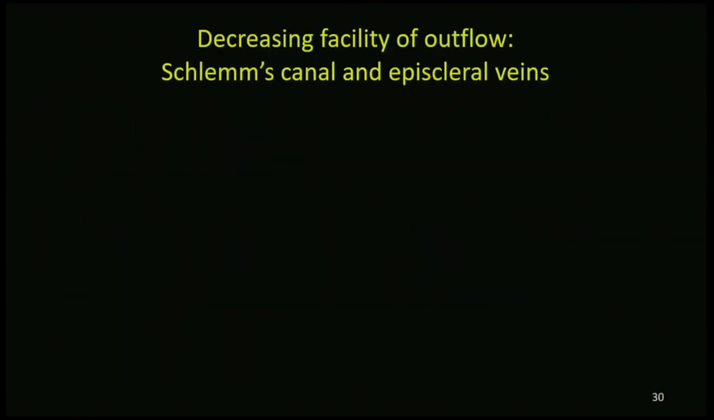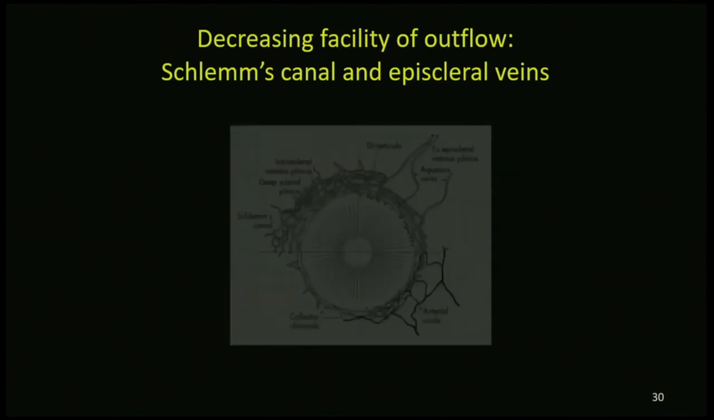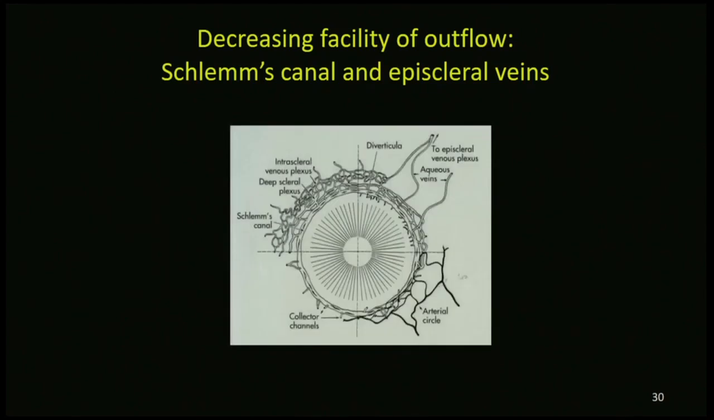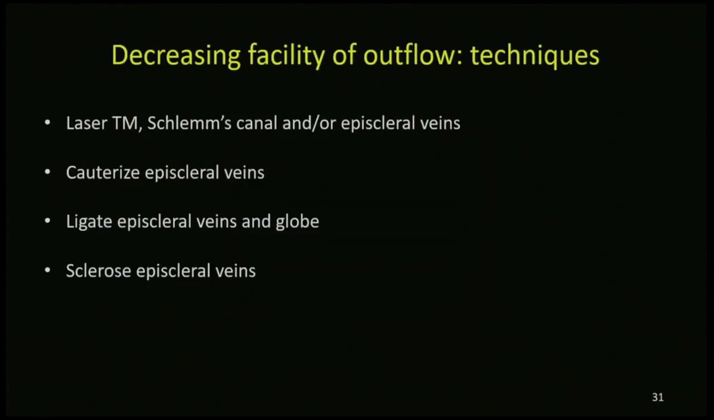All right, so let's move down a little bit downstream from the trabecular meshwork. Let's move on to the Schlemm's canal and episcleral veins. Okay, so again, this is the schematic I showed you earlier, and this is really the level we're talking about here. Can we go a little bit downstream and block either Schlemm's canal or the aqueous veins or the episcleral veins, and again, back up the system and cause IOP elevation? The answer is yes.